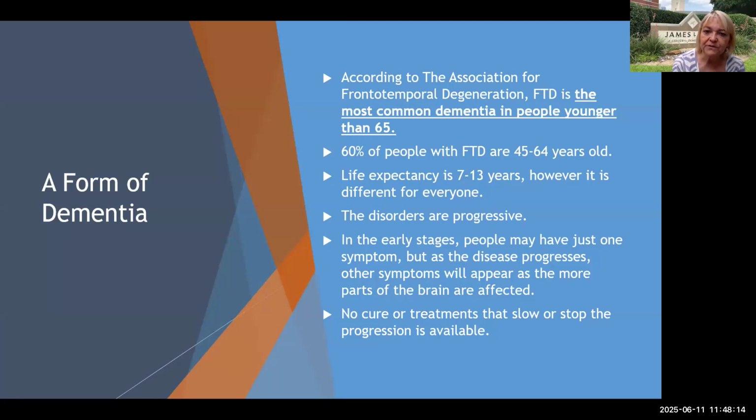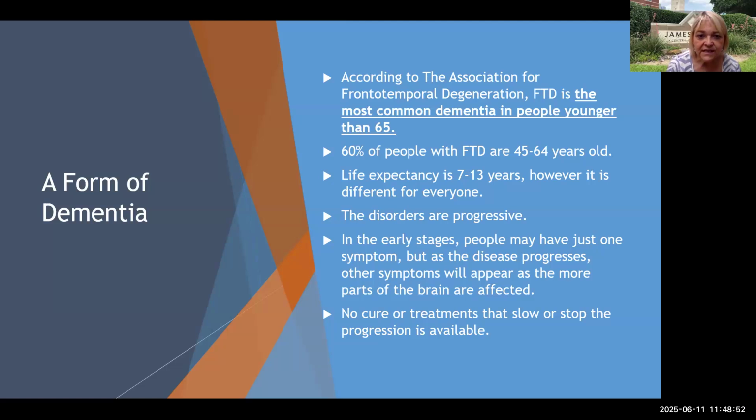Again, the most common type of dementia in people younger than 65. 60% of people with FTD are 45 to 64 years old. Life expectancy, on average, is 7 to 13 years. Now, you've got to keep in mind that's on average. That means some people are going to live 20, and some people are going to live 2. You've got to take comorbidities into play, and a person's age when they're diagnosed. It is progressive. It is terminal. If they do not die from something else, this is a terminal disease.